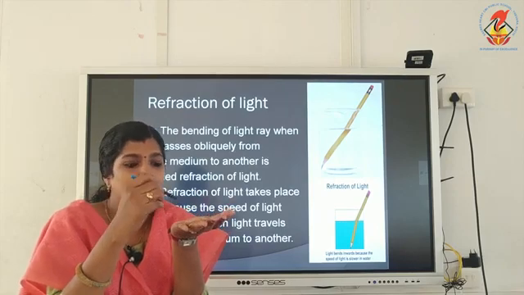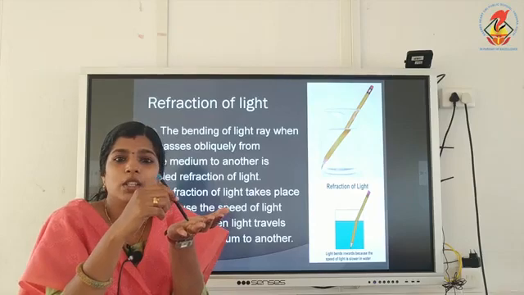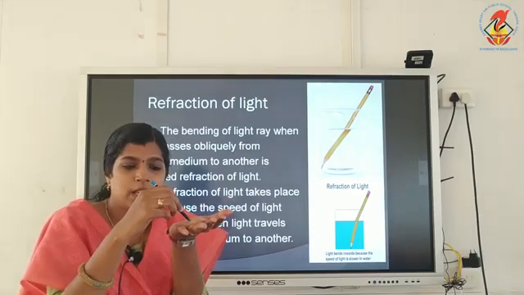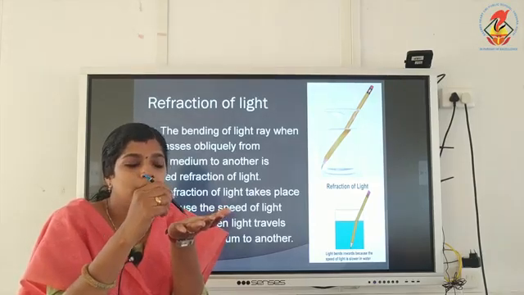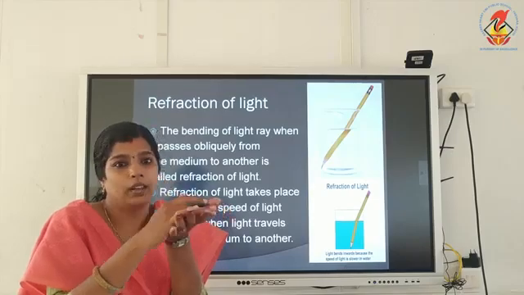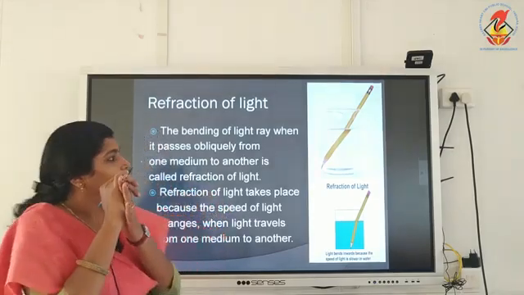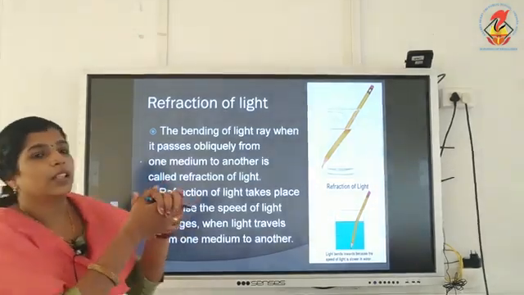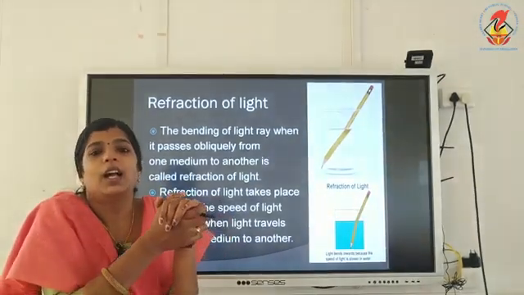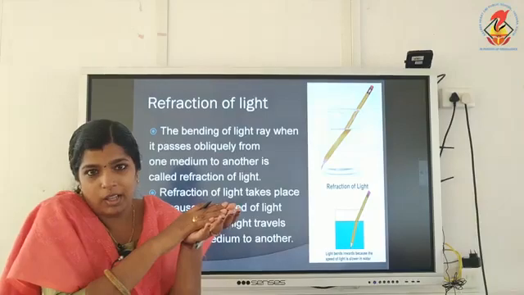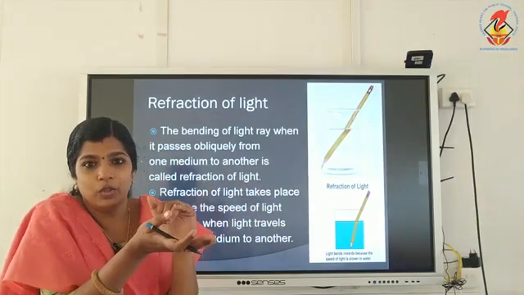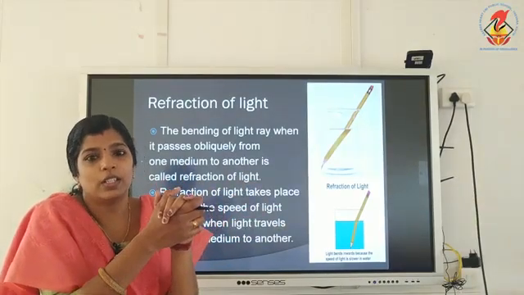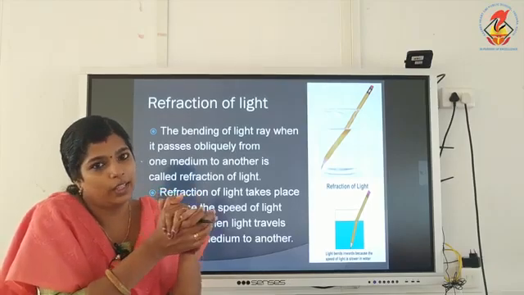If you draw a normal to the surface, the light should be incident on, or enter, the second medium at an angle with respect to the normal. Then in that case, there will be a bending of the light ray when it enters from one medium to another. That is known as refraction of light.